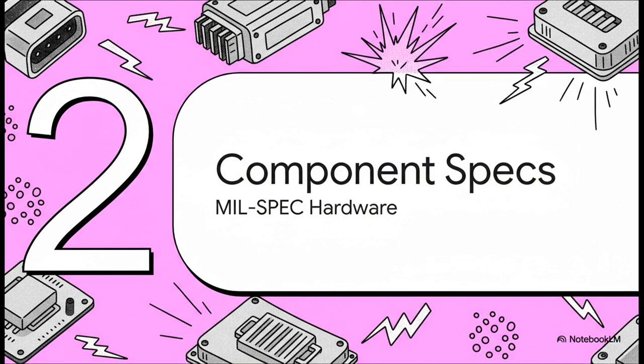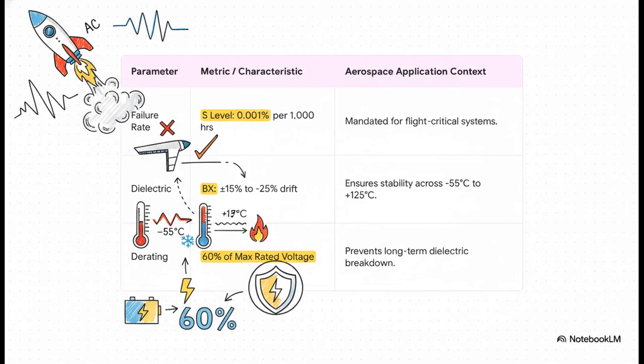These abstract physical principles are embodied in hardened hardware governed by stringent military performance specifications designed for extreme operational environments. Under MIL-PRF-39014 for ceramic capacitors, several parameters are non-negotiable for high-reliability systems. The S failure rate level, 0.001% per 1,000 hours, is the benchmark for flight-critical applications. The BX dielectric characteristic ensures stability across the entire -55 to +125 degrees Celsius operating range. And the strict 60% voltage derating is a mandatory aerospace standard to prevent long-term dielectric breakdown.